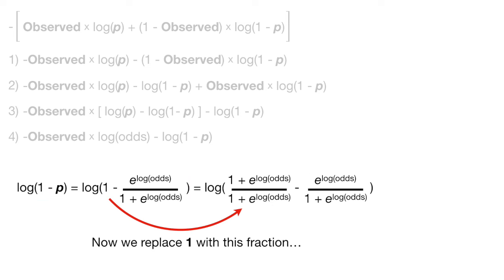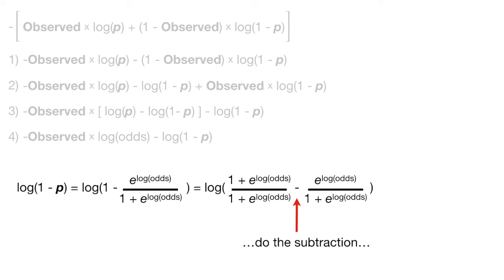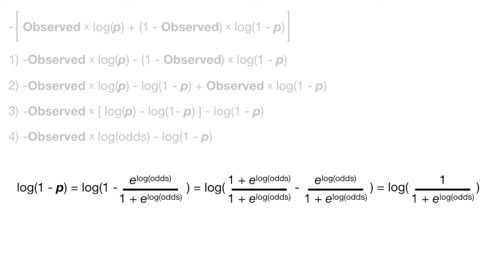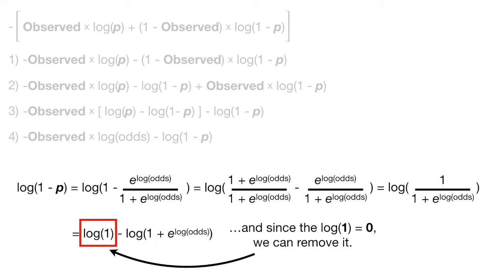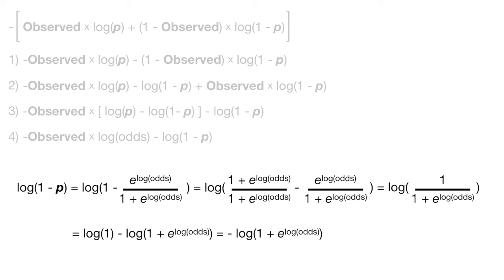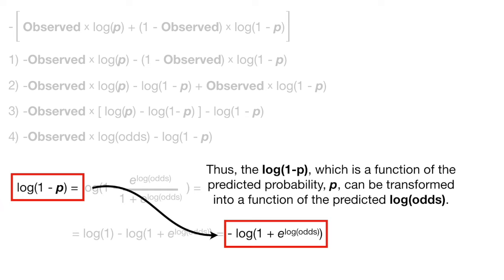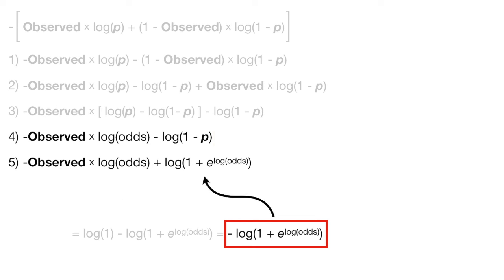Now we replace 1 with this fraction. Do the subtraction, and we get the log of 1 divided by 1 plus e to the log odds. Now convert the division into subtraction, and since the log of 1 equals 0, we can remove it. And that leaves us with the negative log of 1 plus e to the log odds. Thus, the log of 1 minus p, which is a function of the predicted probability, p, can be transformed into a function of the predicted log odds. So let's plug that in.